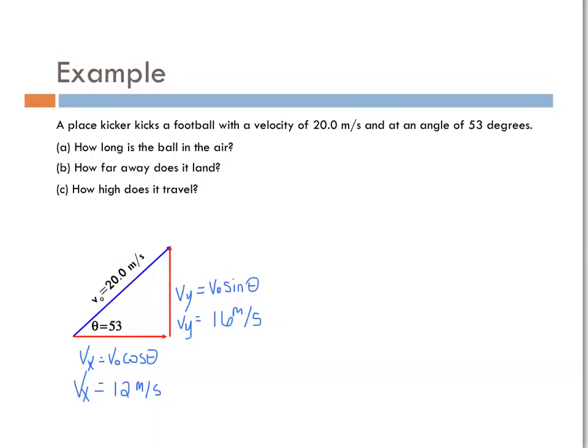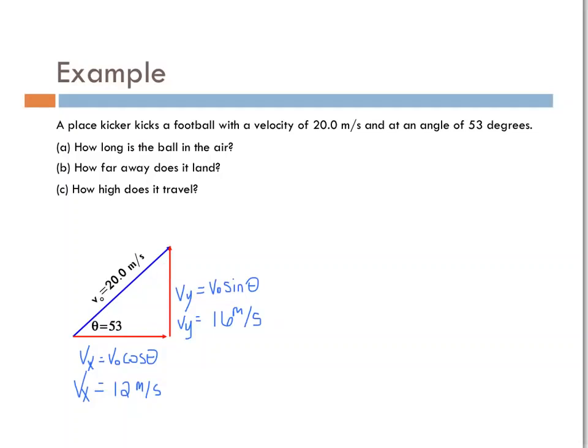So the first part asks us to solve for how long the ball is in the air. So the time up plus the time down. The easiest way to do this would be to solve for the time up and then just multiply it by 2. Again, that's not the only way to solve for it, but I think it's the easiest at this point.